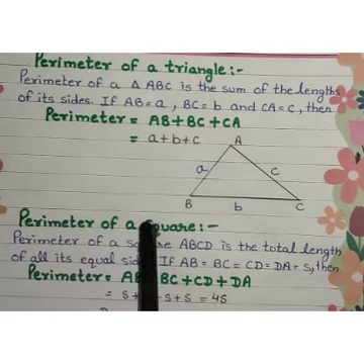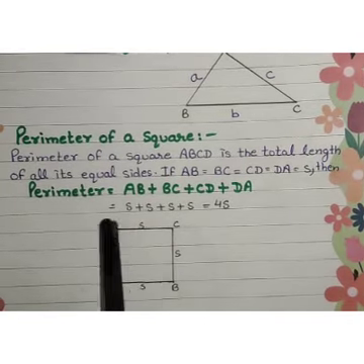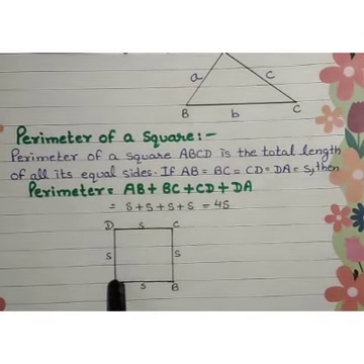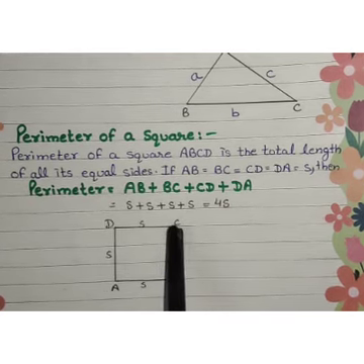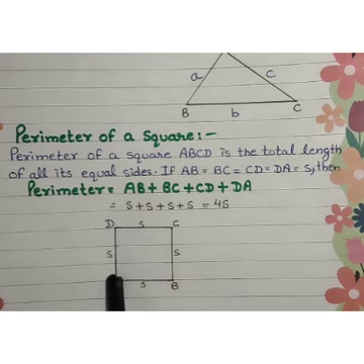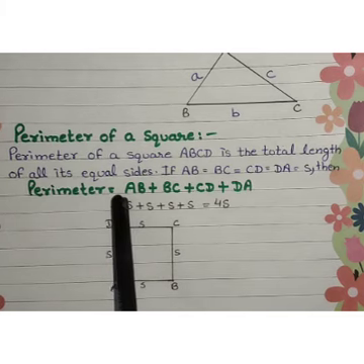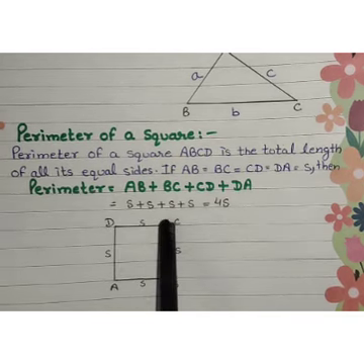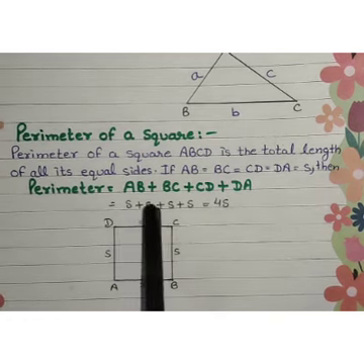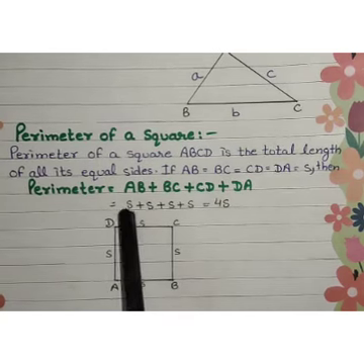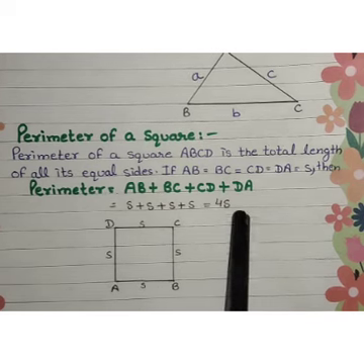Now, perimeter of a square. Perimeter of a square ABCD is the total length of all its equal sides. If AB is equal to BC is equal to CD is equal to DA is equal to S, then perimeter of square will be AB plus BC plus CD plus DA. It means S plus S plus S plus S, 4 times S. It means perimeter of square will be 4 multiply side.